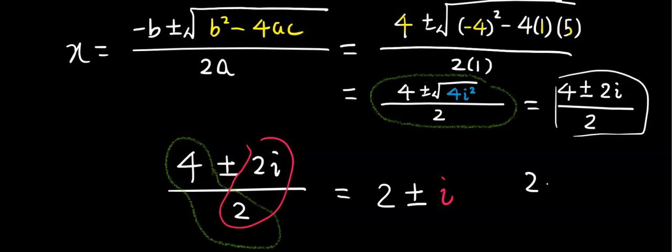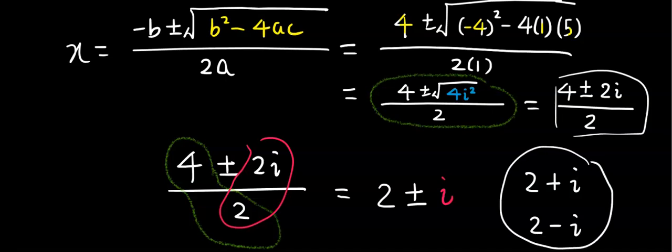The first root is 2 plus i. The next root is 2 minus i. Now you can call it a day.